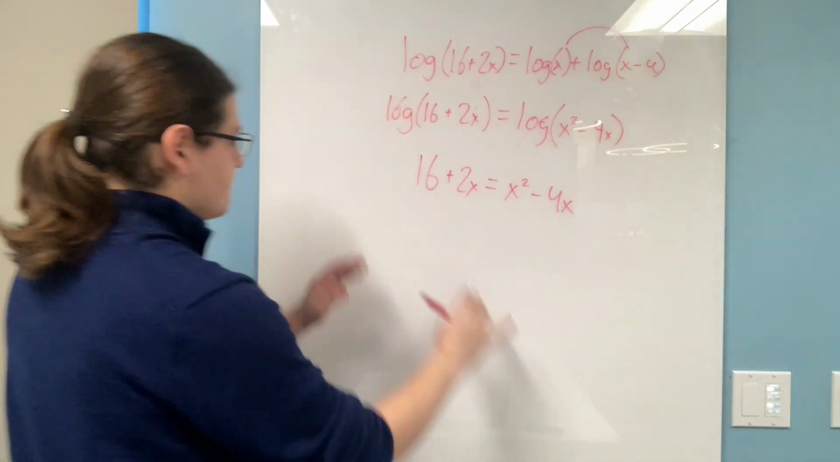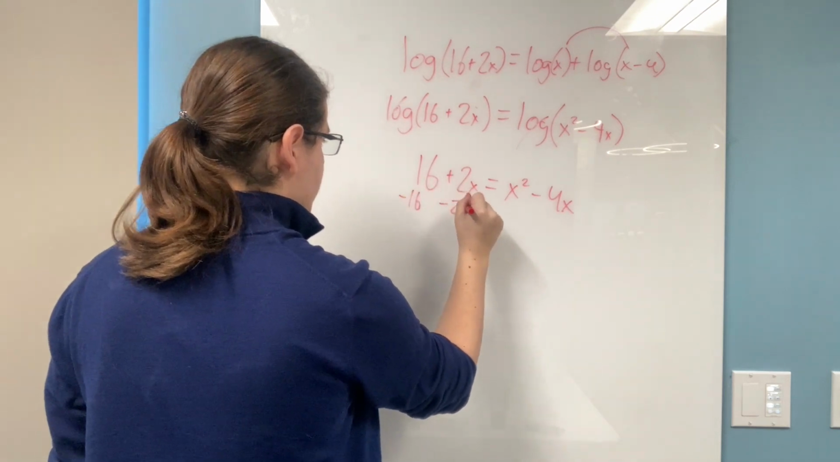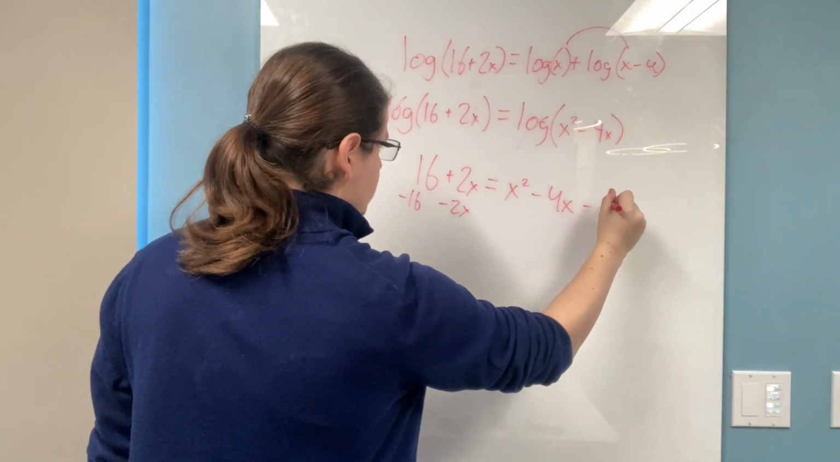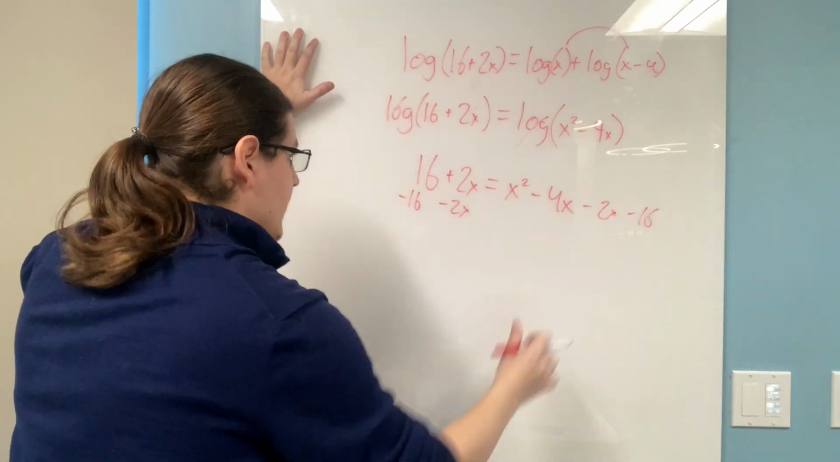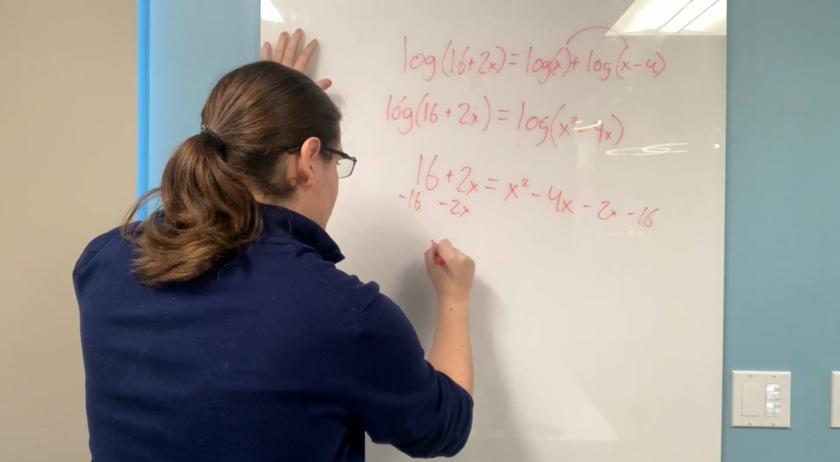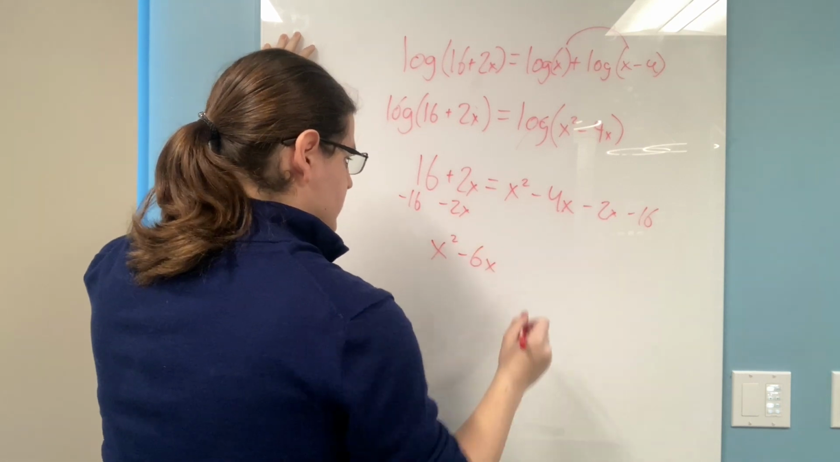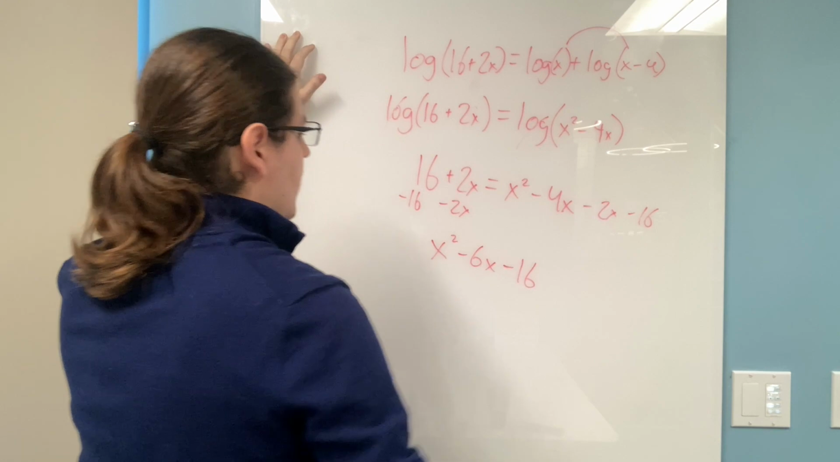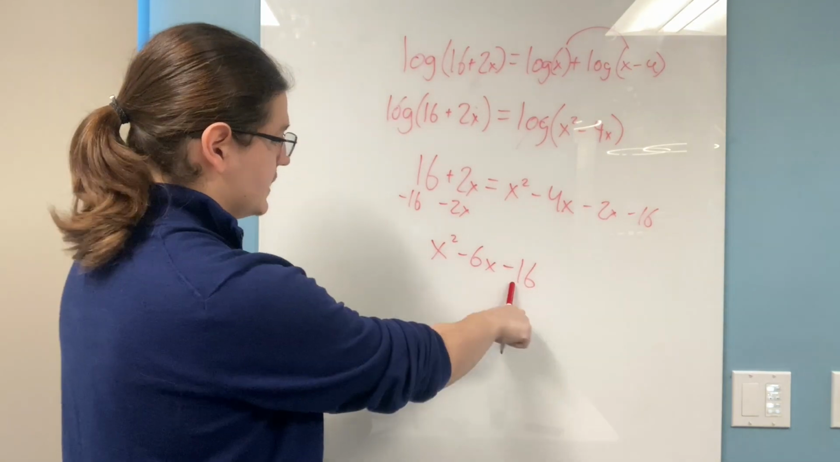All right, simplification time. We're going to drag everything over to the other side. So minus 2x minus 16. So all in all, we're going to have x squared minus 6x minus 16. All right, quadratics time. You guys can do this in your sleep.